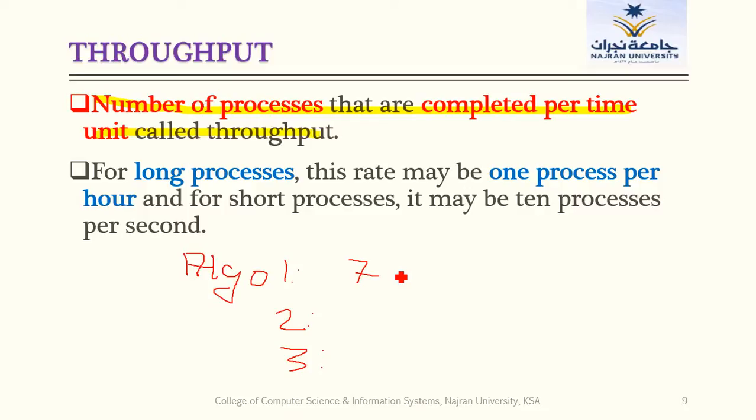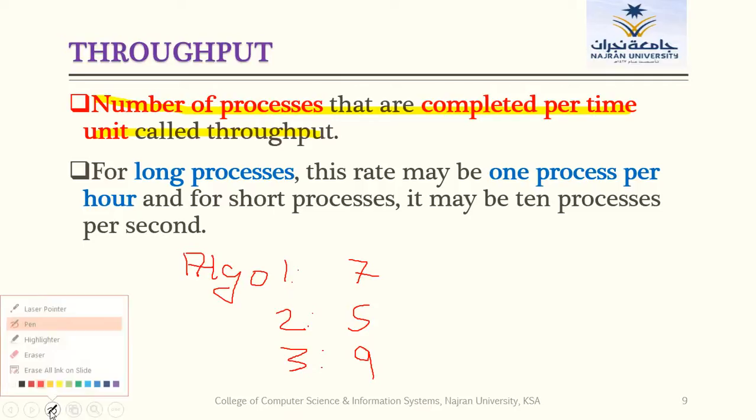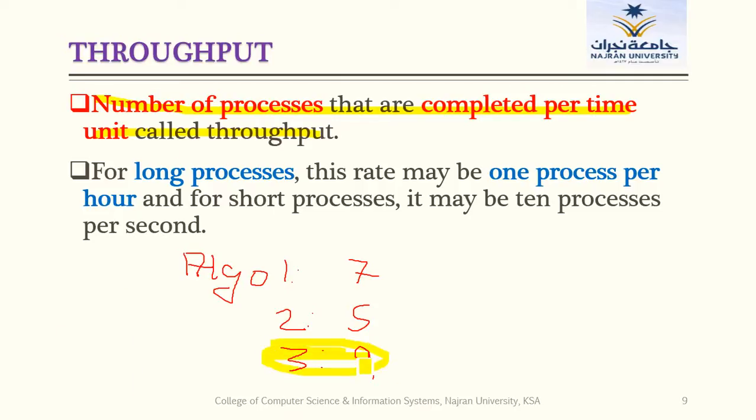So the time unit we have defined is 10 seconds, and algorithm 2 is completing 5 processes, and algorithm 3 is completing 9 processes. So in this case, which algorithm is best in terms of throughput? This is algorithm number 3, because it is completing 9 processes. So how many processes are we completing in unit time? This is called throughput, the number of processes that are completed per unit time.